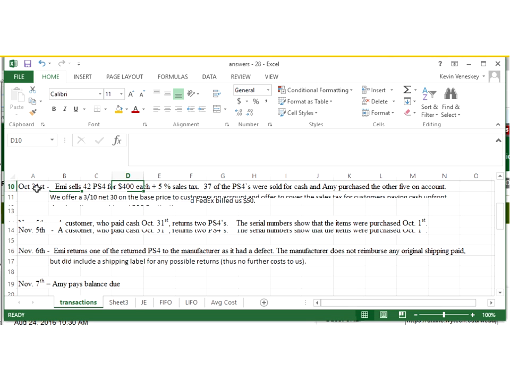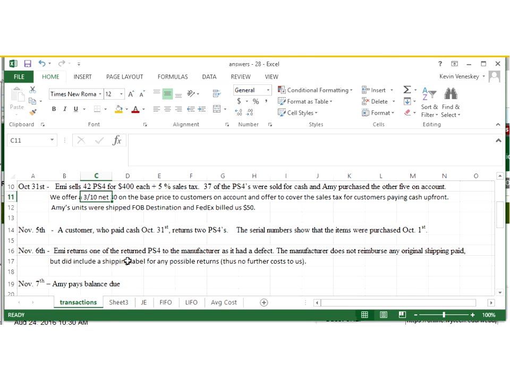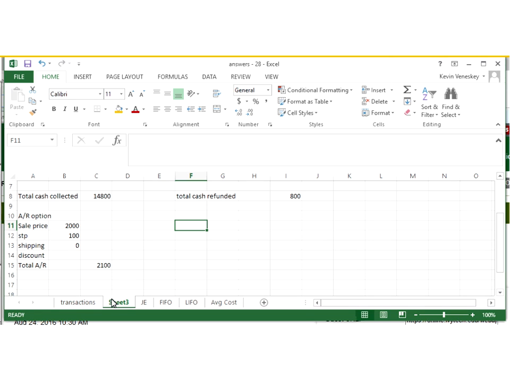So she pays it on the 7th. She bought it on the 31st. And we offered a 3/10 net 30 discount. So if paid in 10 days, and she did, she gets a 3% discount. Okay, and remember it's on the base price. Even though she owes $2,100, her base price was only $2,000. So step 1 is to determine the discount, and we're simply going to take the $2,000 times 3%. Step 1 is discount offered of $60.